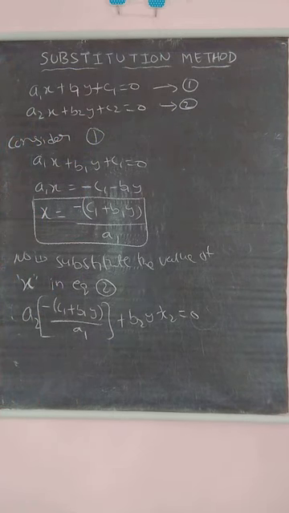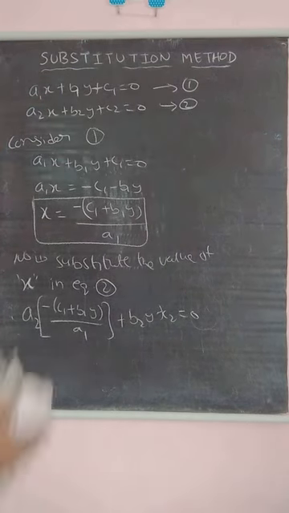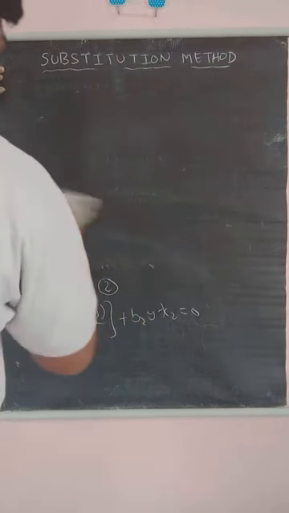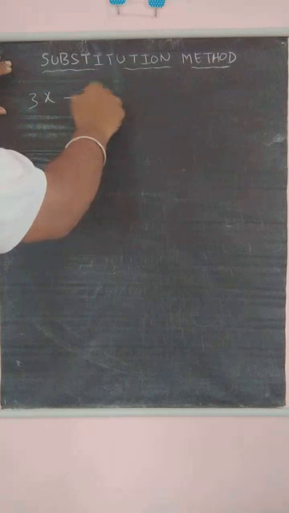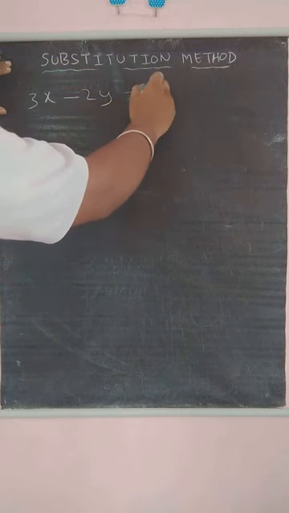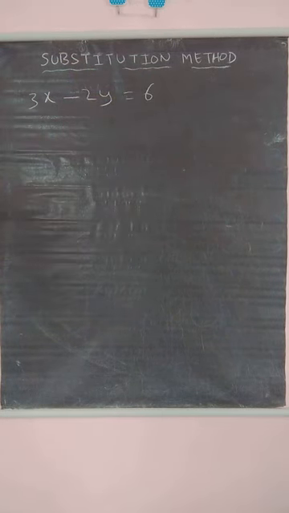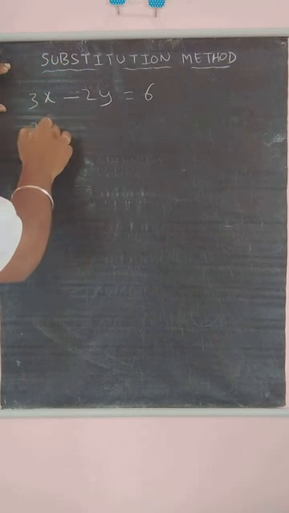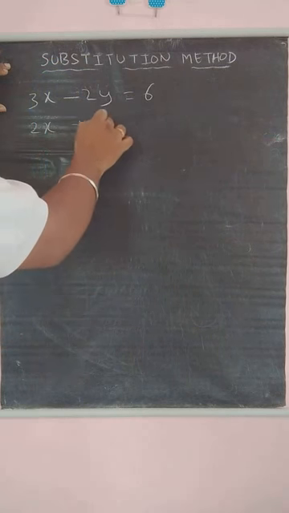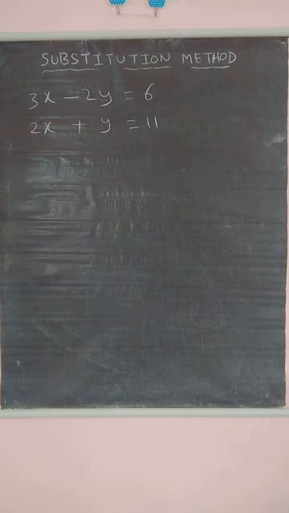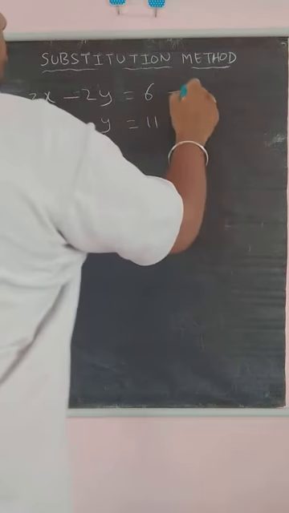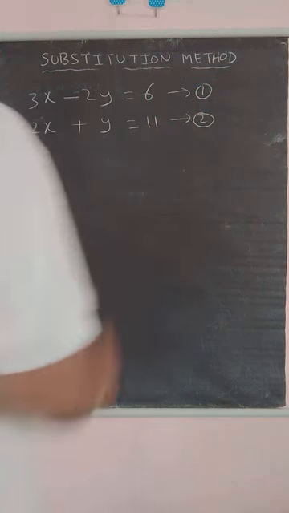So now I will explain using one example, then you can understand clearly. So for example, 3x minus 2y equals 6 and 2x plus y equals 3, for example. So these are the two equations. Let it be 1 and this will be 2.